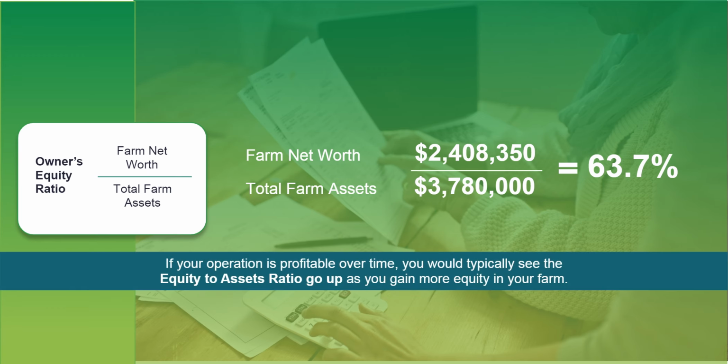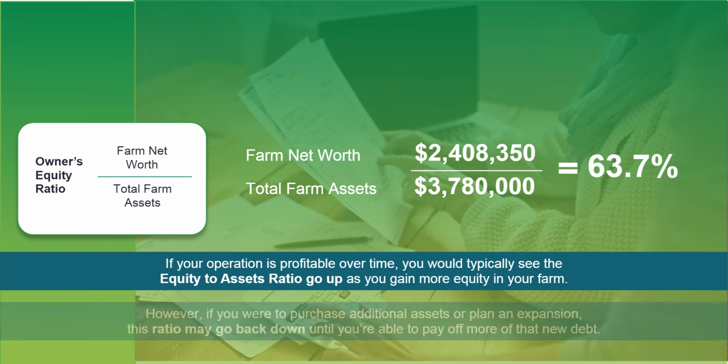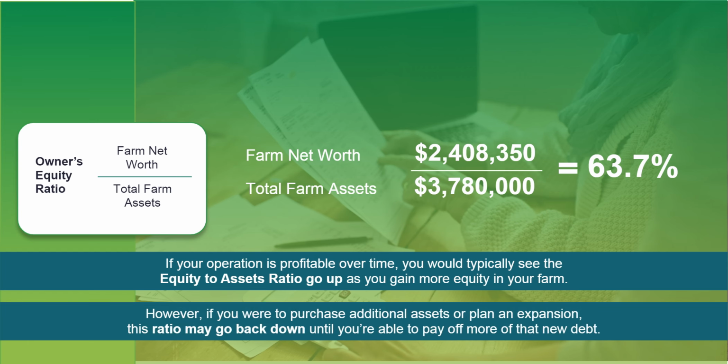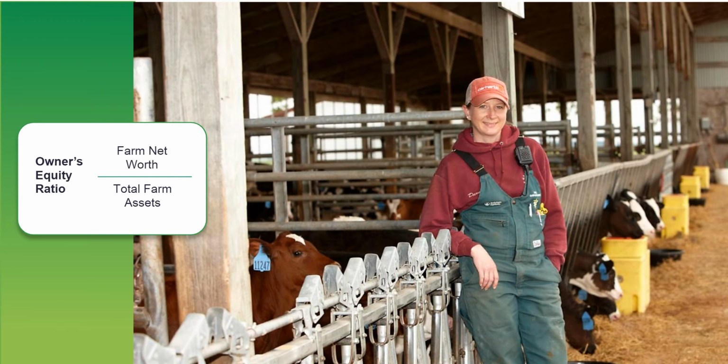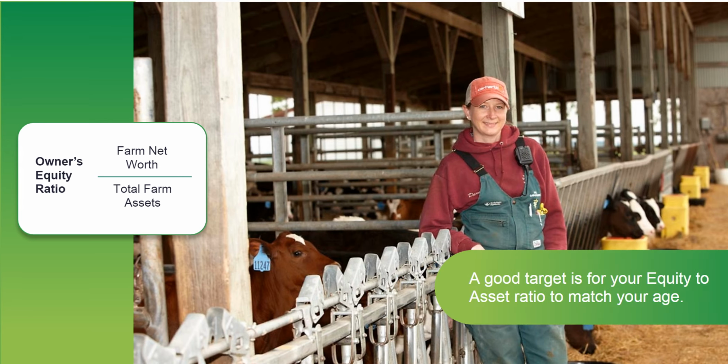If your operation is profitable over time, you would typically see the equity to assets ratio go up as you gain more equity in your farm. However, if you were to purchase additional assets or plan an expansion, this ratio may go back down until you're able to pay off more of that new debt. For young producers, if your farm operation isn't currently growing or shrinking, a good target is for your equity to asset ratio to match your age. However, this can vary depending on when you entered the business, when you took over majority ownership, and other factors.